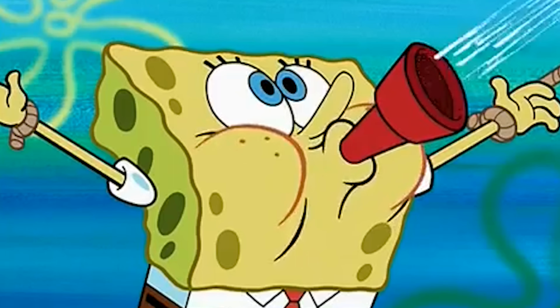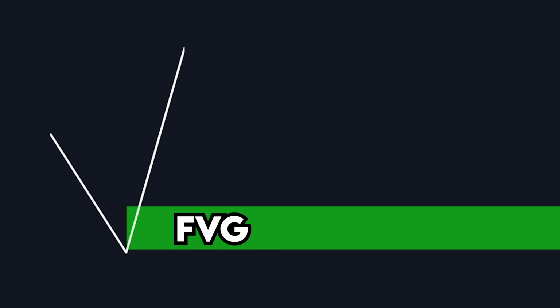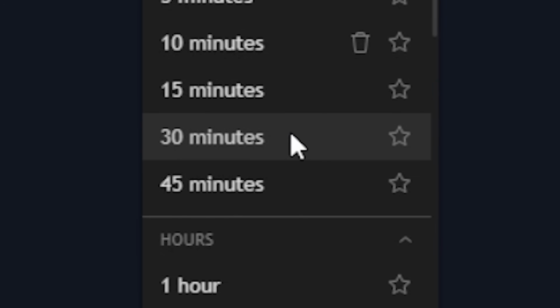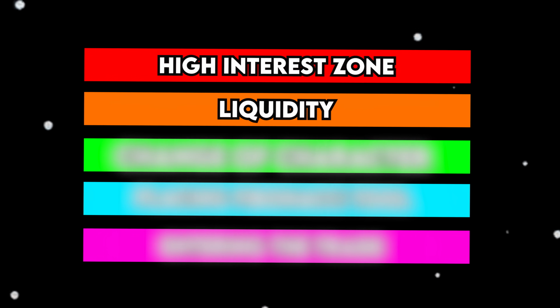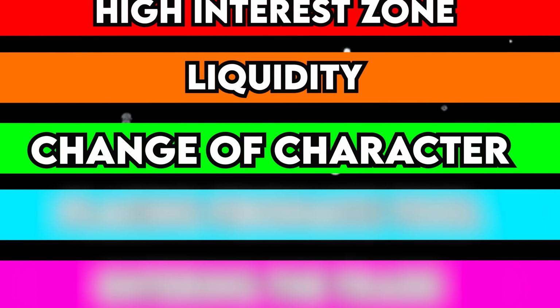So after you find your high interest area, you're gonna go to the 30-minute time frame. Price should be breaking a low to provide liquidity before entering into our high interest zone. Something like this, where price breaks this low before entering into our zone. Once it does that, it should hit our high interest zone, and we move to step 3, which is finding a change of character.